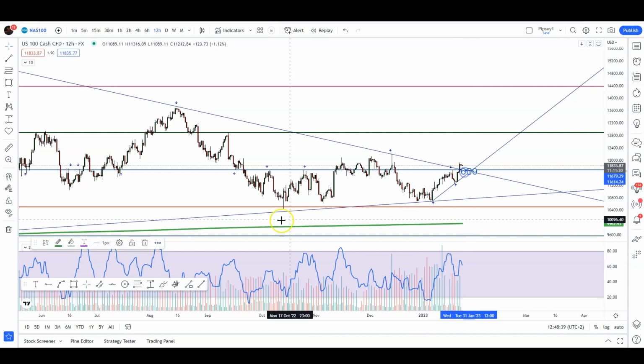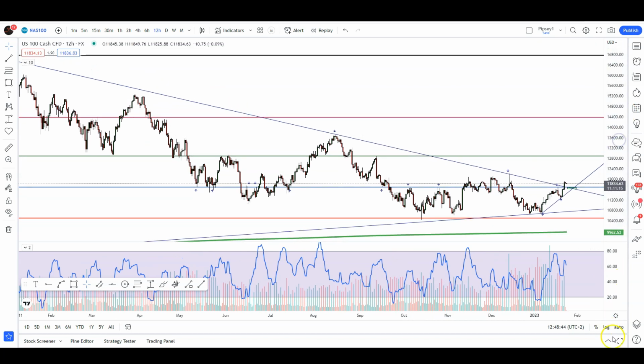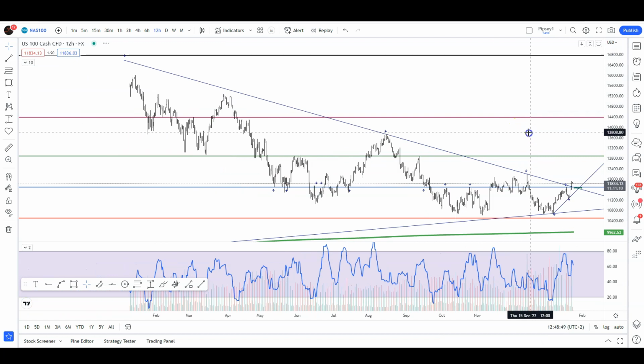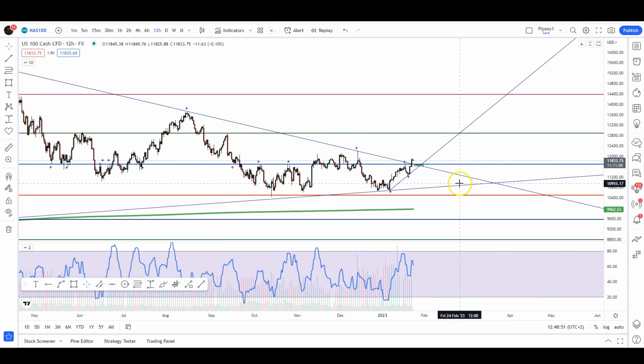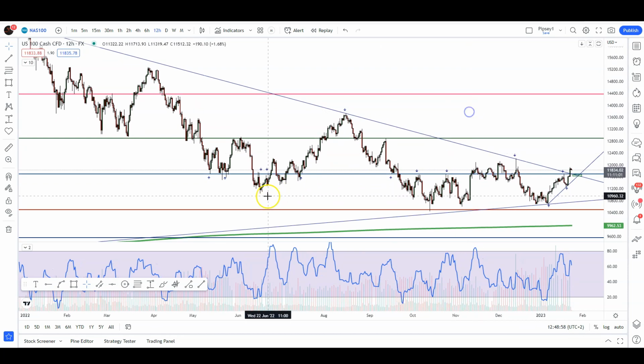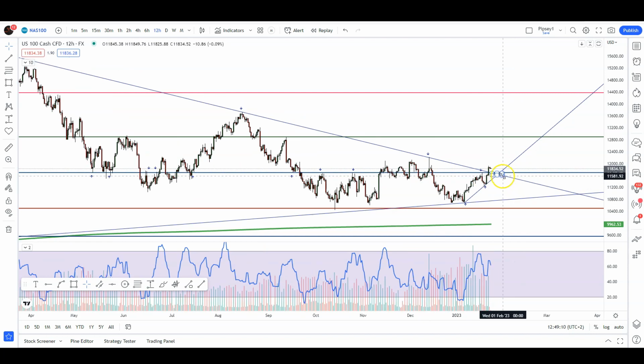This is my area of interest. If you draw these out on your charts, remember this is the regular scaling. So I'm looking at this area of support. This area could be potential support.